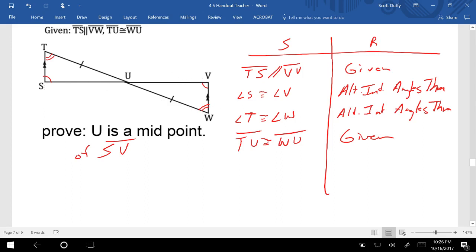Now, do I have enough information to prove that these triangles are congruent? I have an angle, and then I move along and I have an angle, and then a side. Or if I wrote it the other way, it would be side, angle, angle. But we like that angle, angle, side is enough. So I'm going to say that triangle TUS is congruent to triangle WUV, angle, angle, side.